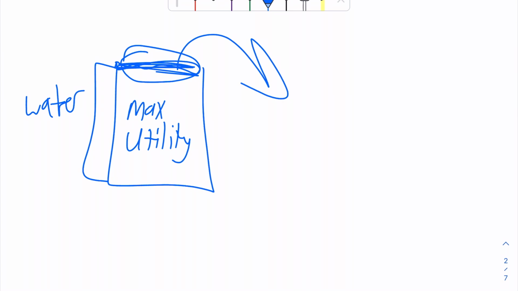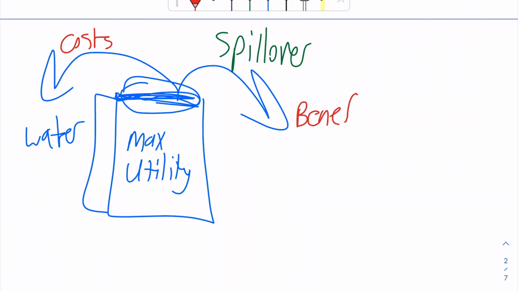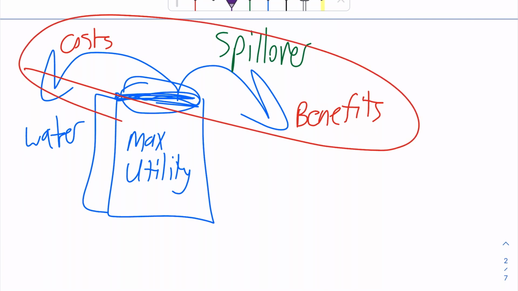So the water starts spilling over. Okay, because here's your container full of water, and then there's more water coming out of the top. The water that's coming out of the top is spilling over, and there could be spillover costs or benefits. We don't know. Okay, but that's what's happening. And these spillover costs or benefits are externalities.